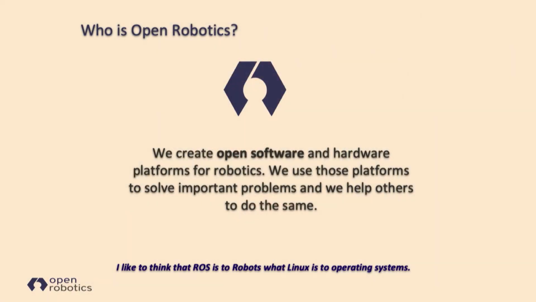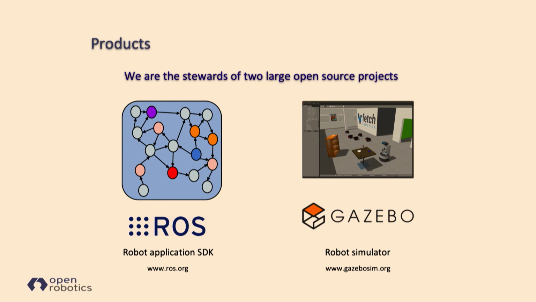So I'm the dev advocate for an organization called Open Robotics. And Open Robotics, we basically create open software and hardware platforms for robotics. We use these platforms to solve problems, and we also help others solve their problems with our software. So we're basically the stewards of two large open source projects that you may have heard of. One's called ROS, or Robot Operating System, and the other one's called Gazebo. You may also hear it called Ignition. And Gazebo is a robot simulator.